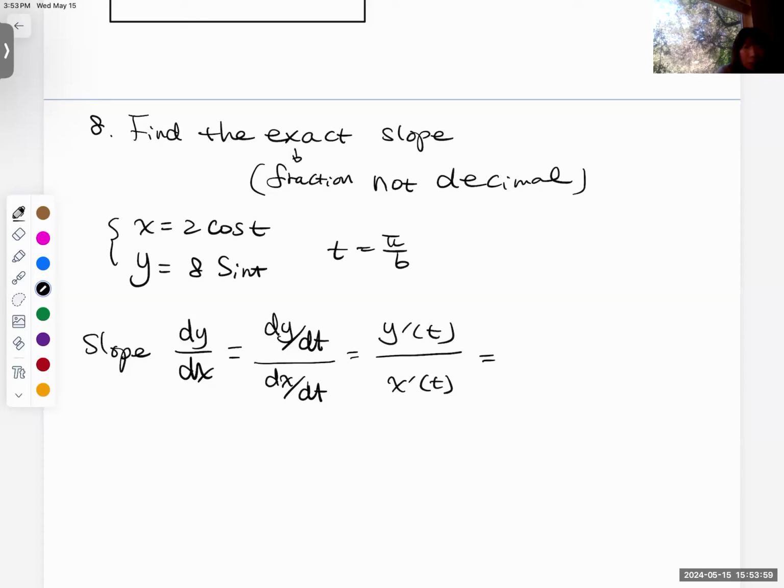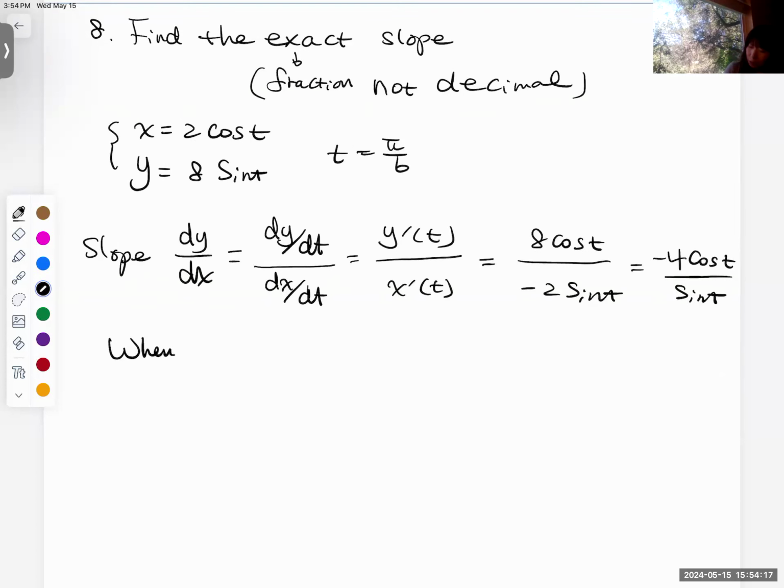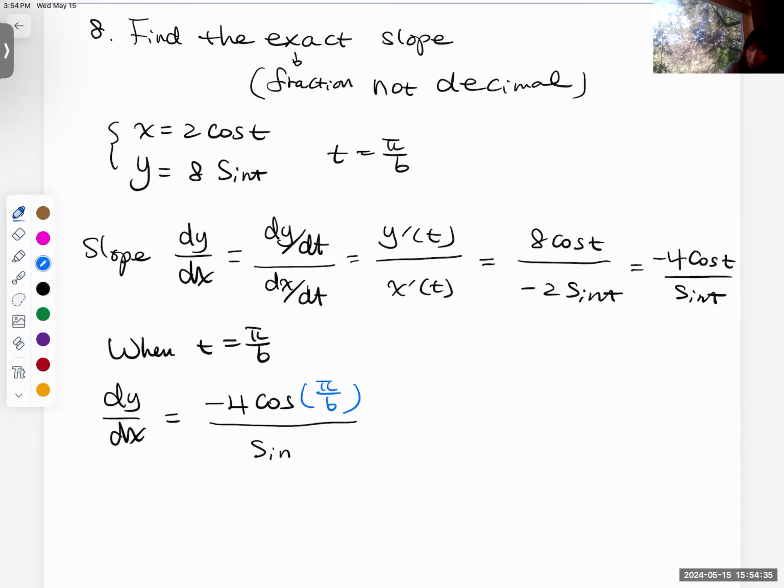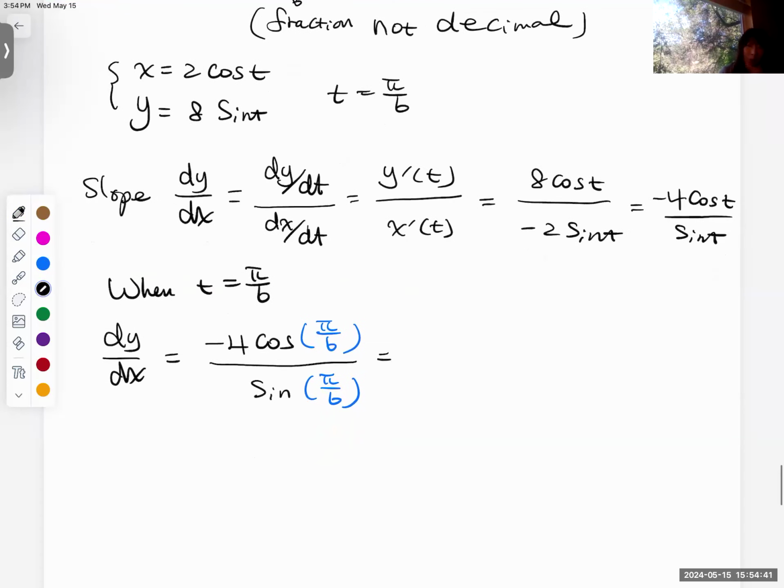Yeah. Thank you. So 2 cosine t over negative 2 sine t, that will be negative 4 cosine t over sine t. So when t equal to pi over 6, so the slope is negative 4 cosine pi over 6 over sine pi over 6. So what do you get? Cosine pi over 6.